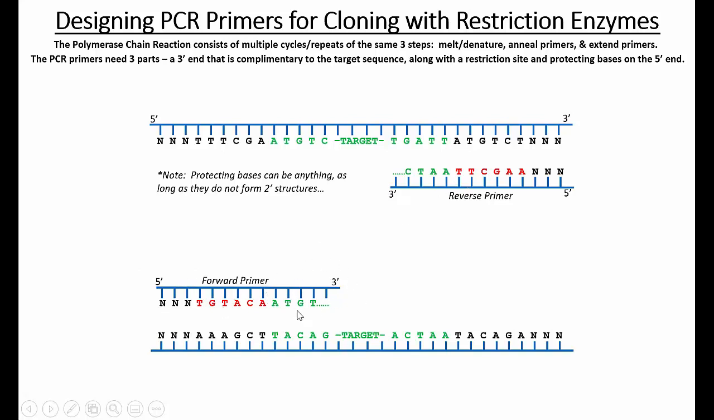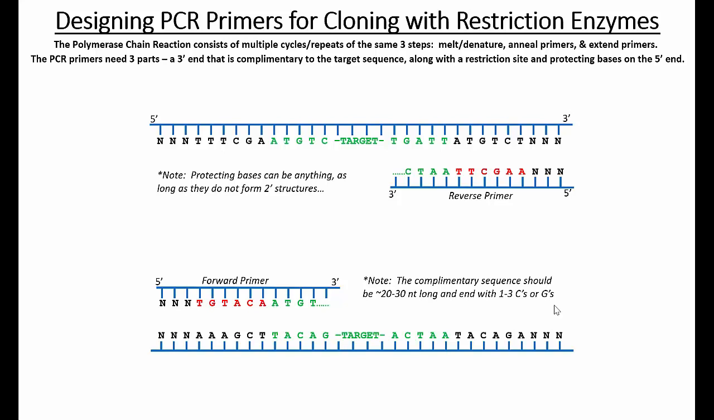Start off by making a 3' end that's complementary, and add your restriction site and protecting bases to the 5' end. Oh, one more thing. On the 3' end, in that region of complementarity, you should also, if you can, end that 3' end with 1 to 3 C's or G's. Remember, C's and G's form 3 hydrogen bonds with their base pairing partner. That's nice to have in the PCR reaction because, remember, the fusion polymerase or DNA polymerase is going to bind to this duplex and then extend in the 3' direction.